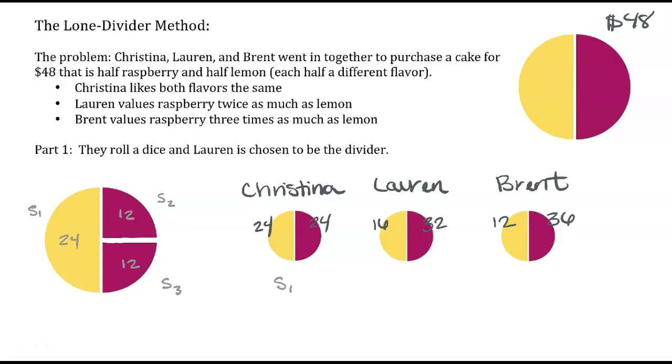Now let's look at it through Brent's eyes. To Brent, this lemon half is worth $12. The entire raspberry half is worth $36 total, so that leaves $18 for both S2 and S3. So to Brent, which ones are worth at least $16? S2 and S3. So Brent would consider S2 and S3 a fair share. Remember that since Lauren was the one that cut the cake, to them, S1, S2, and S3 are all fair shares.